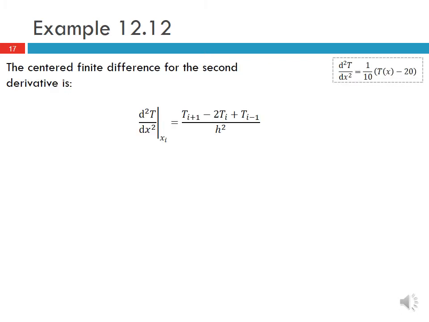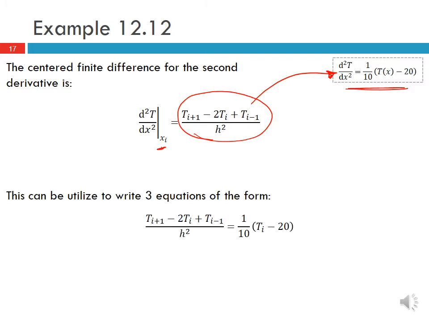The centered finite difference for the second derivative is given as the expression shown here. So d²T/dx² at xi is equal to (Ti+1 − 2Ti + Ti−1) divided by h². And you can take a look at chapter 10 to see where this equation came from. So for this problem, this is our differential equation shown here. So we're just going to use the centered finite difference approximation in place of this second derivative at each value of xi.